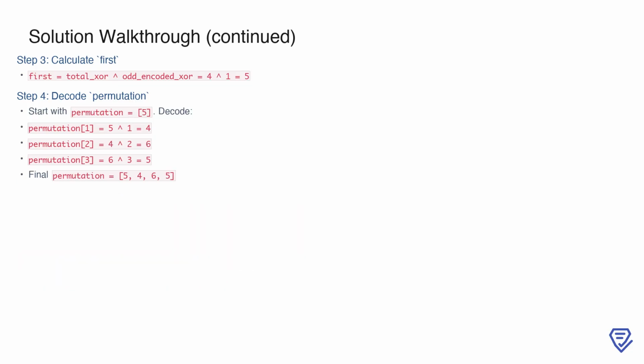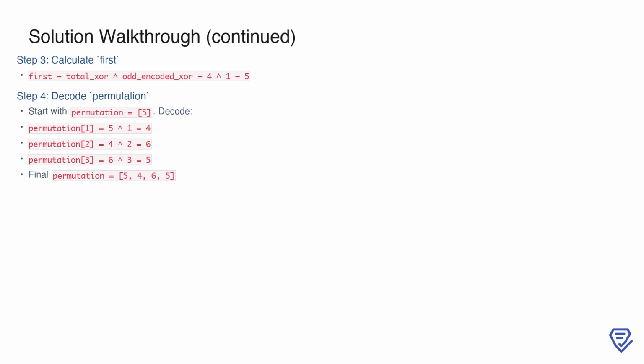With total_XOR and odd_encoded_XOR calculated, we can determine the first element of the permutation as first equals total_XOR ^ odd_encoded_XOR. Substituting the values, first equals 4 ^ 1 equals 5.